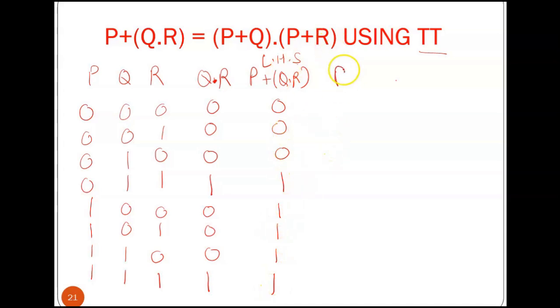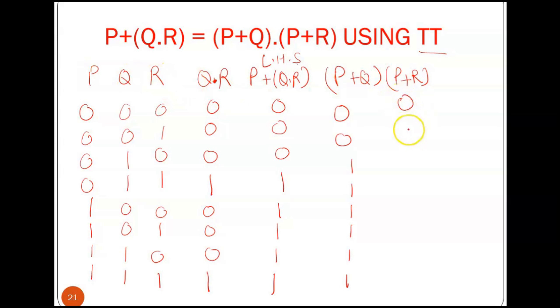Okay, so this is done. Now I'm checking for P plus Q, if any one is true, P and Q. So 0, 0, then 1, 1, 1, 1, 1, 1. Then we have P plus R. So please find it out. P plus R. This is P, this is R. Any one, 0, then 1, then 0, then 1, then 1, 1, 1, and 1.